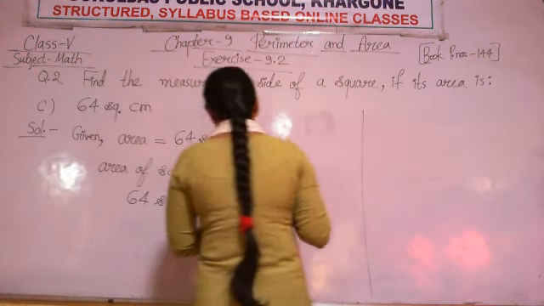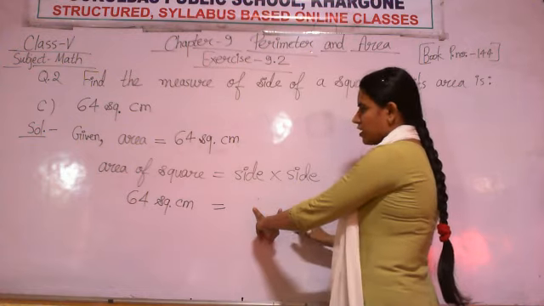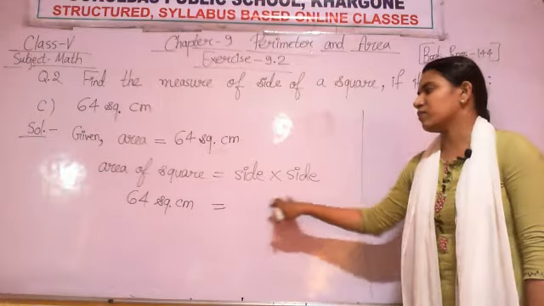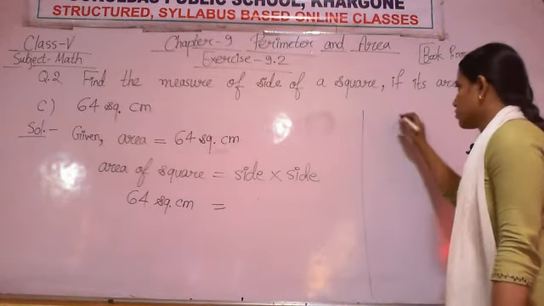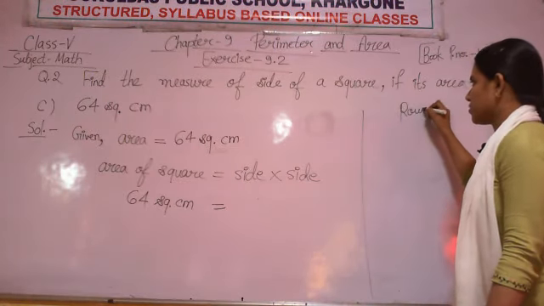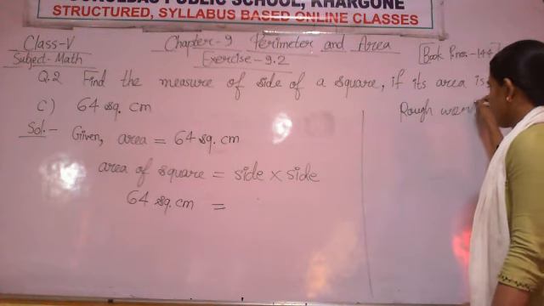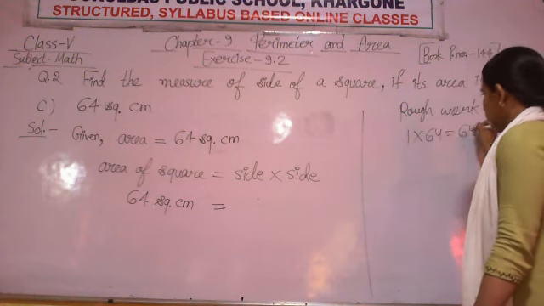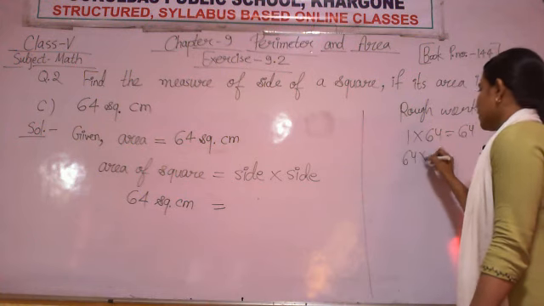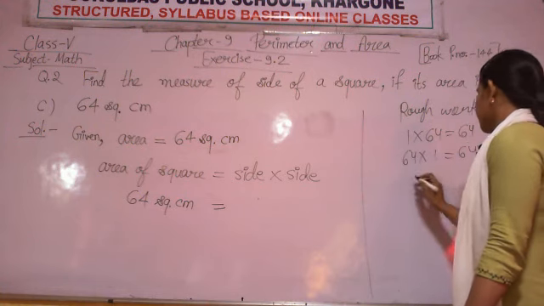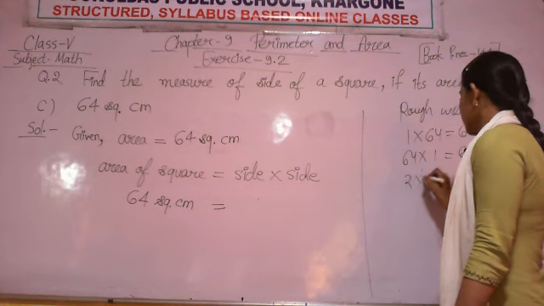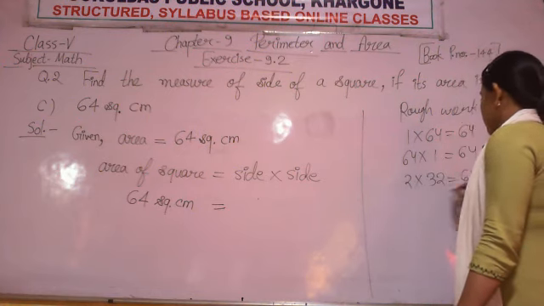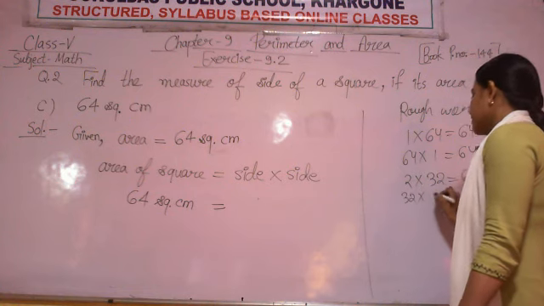Now which two numbers should I use here to get 64? Which two numbers will we multiply to get 64? So in rough work I am writing the options. 1 into 64 will give me 64. 64 into 1 will give 64. 2 into 32 will give 64. Or 32 into 2 will give 64.